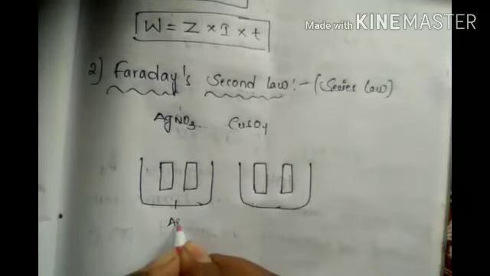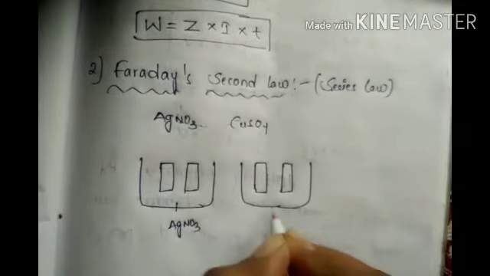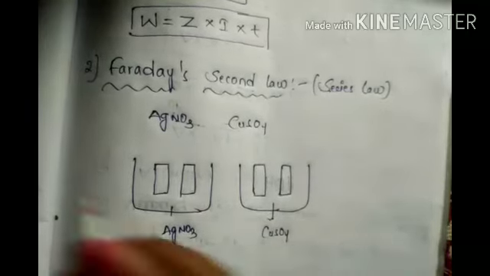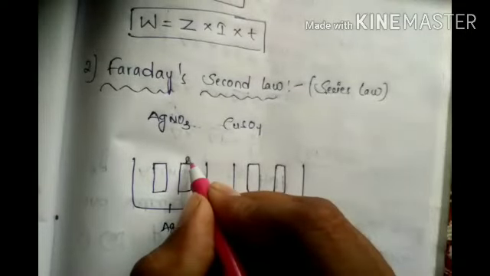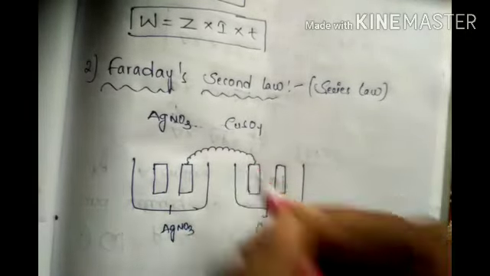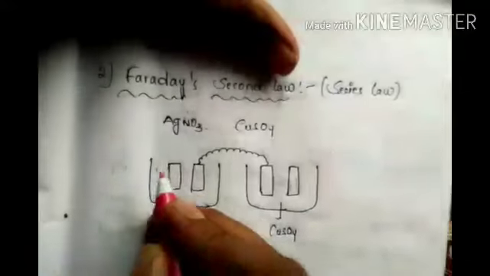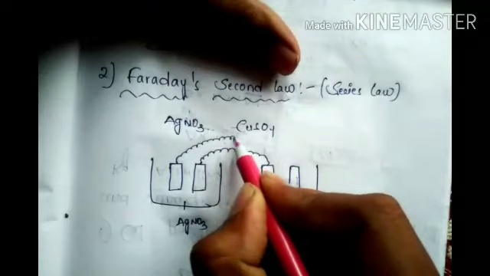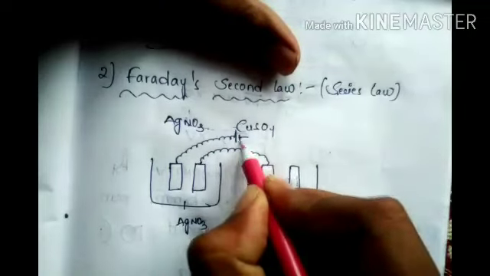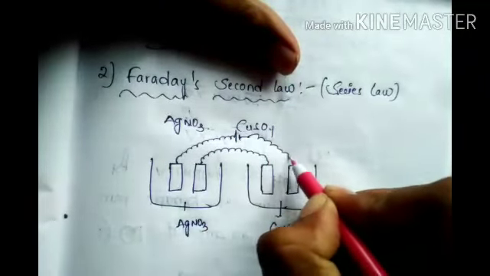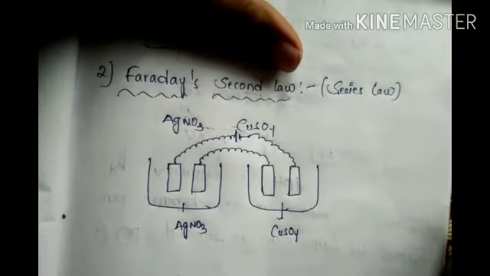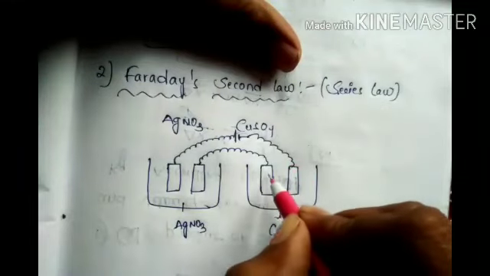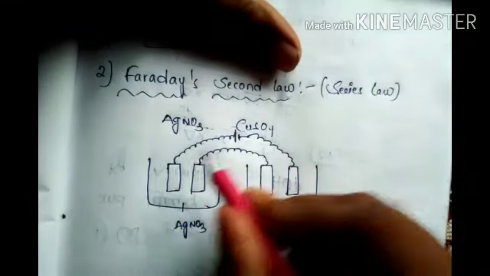Now this is AgNO3 and this is CuSO4, both solutions, and here the electrode is connected to this one. And here one we are taking to here one. The electricity is passing from here to here, it is coming like this, here it is going like this, and it is coming like this.